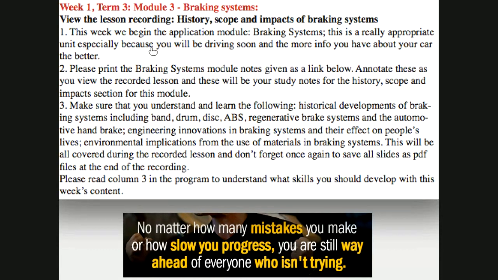This is straight from Moodle, but it's been changed and I haven't bothered to change it for this lesson. Number 2 here, please print the braking system module notes. Now, you don't have to do that, of course, because you've already got the module book that I've included in the package, so you don't have to print off the module notes.